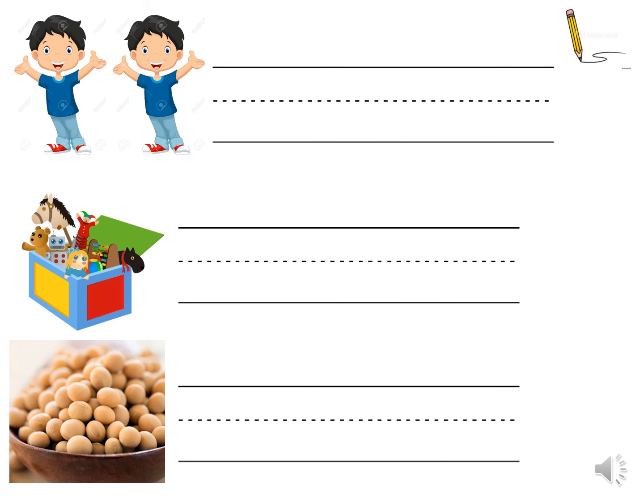The next picture is of soybeans. We are going to write the word soybean. Let's stretch it out together. S-oy-b-e-n, soybean. And can we put it on our phoneme fingers? S-oy-b-e-n, soybean. Can you show me how many phonemes there are in that word? Can you write it down?